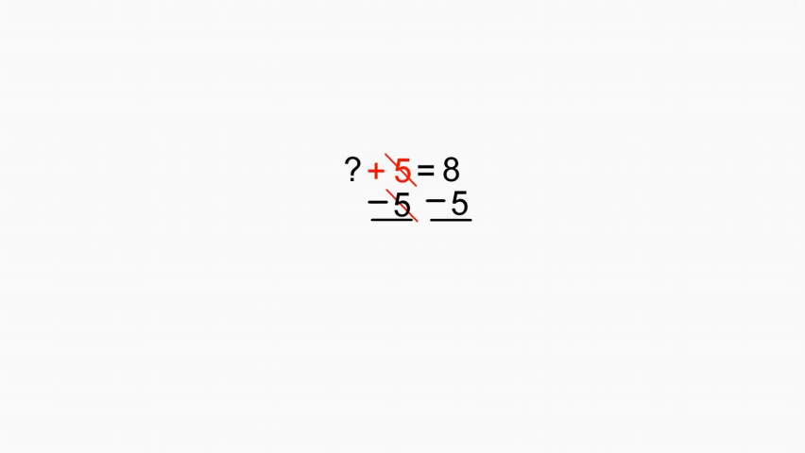5 minus 5 is 0, which just leaves a missing piece on the left side. Now I also have to do the arithmetic on the right side. 8 minus 5 is 3. So you can see that the missing piece is 3. That means that if I replace the question mark in the original equation and do the arithmetic, I can see that 3 will make the left side the same as the right side.